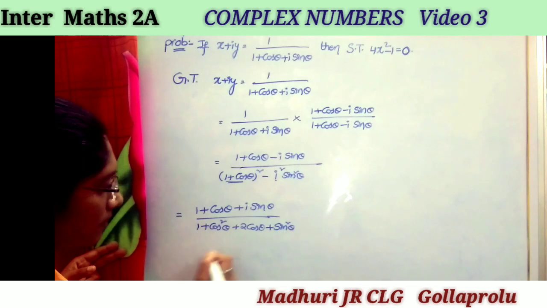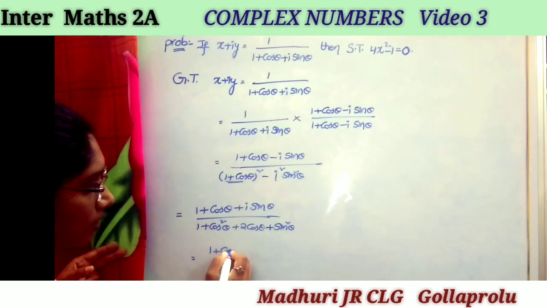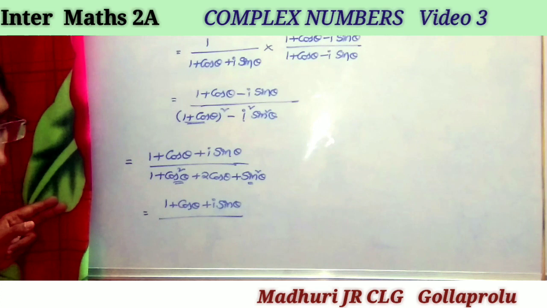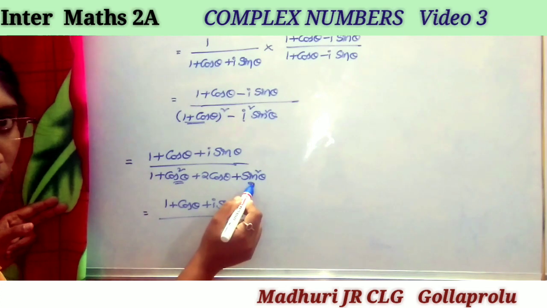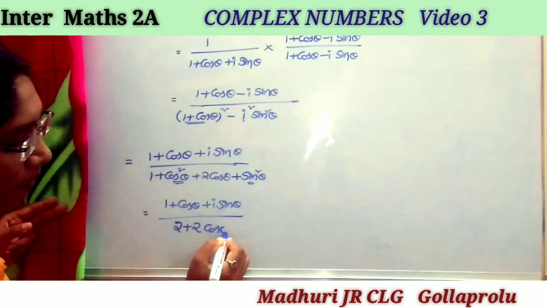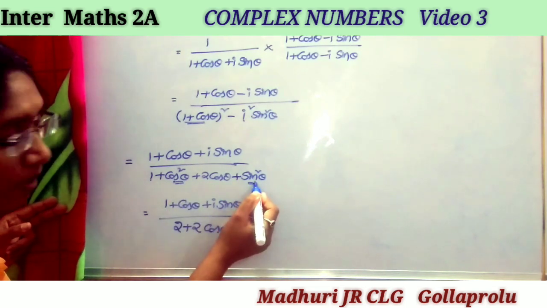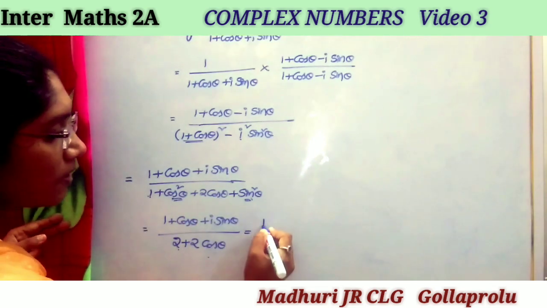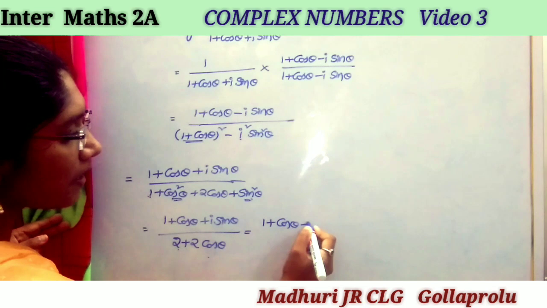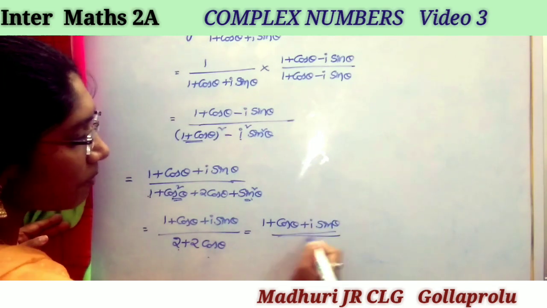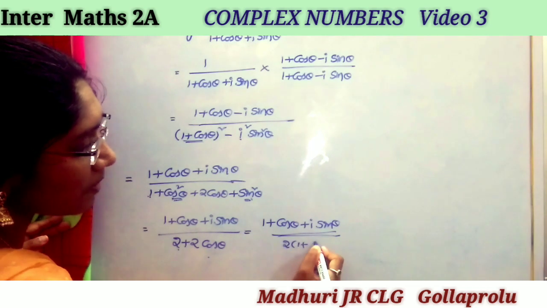And this is equal to 1 plus cos theta plus i sin theta by, so here cos square theta plus sin square theta is equal to 1. 1 plus 1, that is 2. 2 plus 2 cos theta. Now this is 1 plus cos theta plus i sin theta by, taking 2 common from the denominator, that is 2 into 1 plus cos theta.